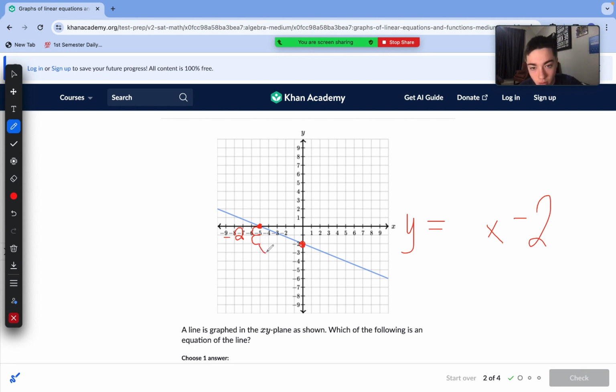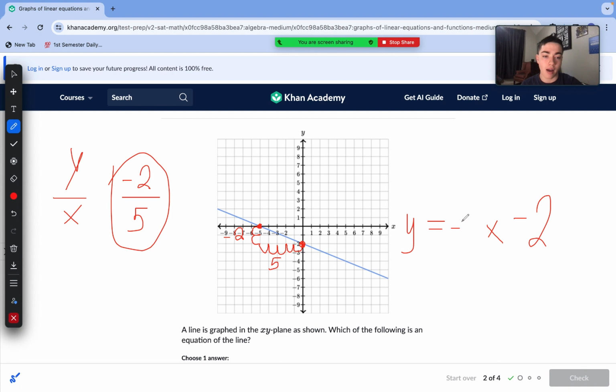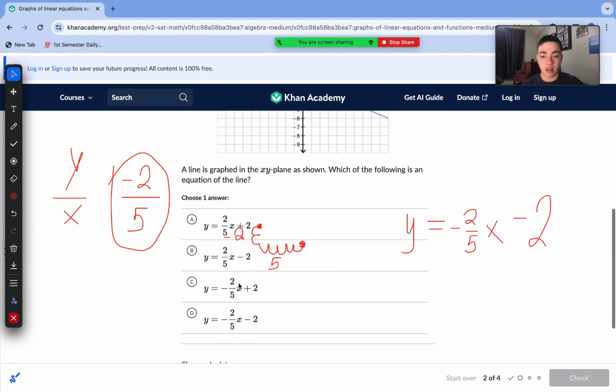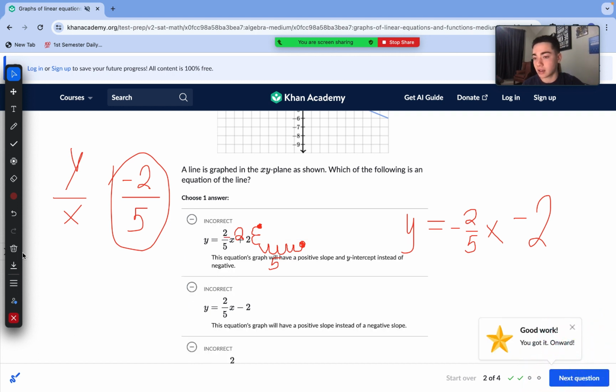And now we run 1, 2, 3, 4, 5. So we rise down 2 across 5. Remember, it's always y over x. Our y value is negative 2. Our x, or horizontal value, is positive 5. So our slope is negative 2 over 5. That means our equation is y equals negative 2 over 5x minus 2. That is the equation of our line, and that matches with answer choice D. So answer choice D is correct.